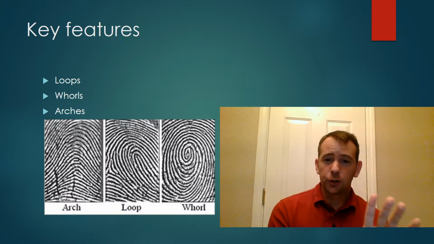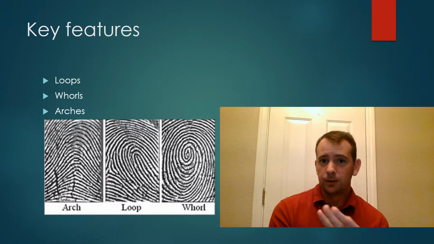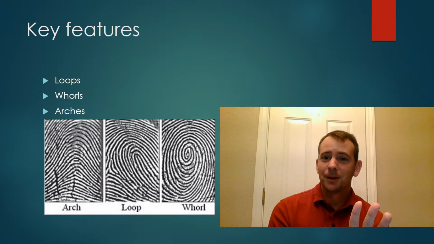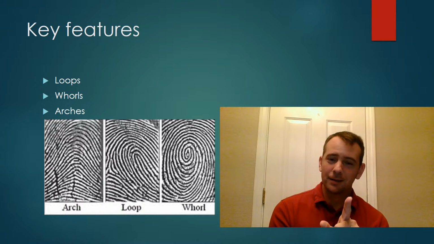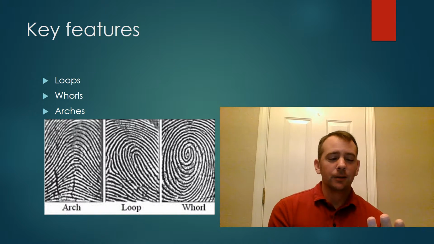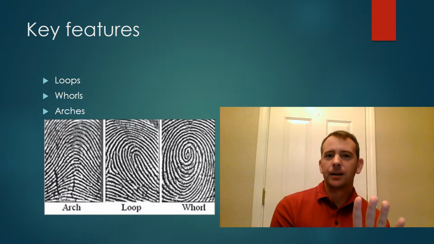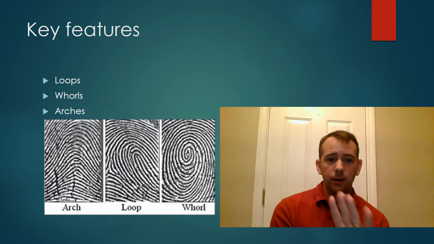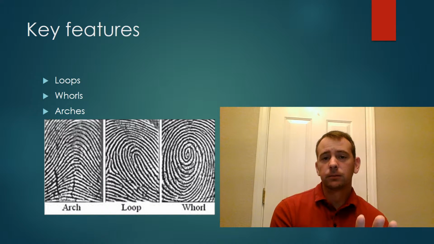Someone who has an arch-style fingerprint is very easily identified because 9 times out of 10, they're the only person with that type of fingerprint. And so there are some key features that make people immediately identifiable. And while there are many other features that make fingerprints unique, these are the 3 that we're going to focus on.